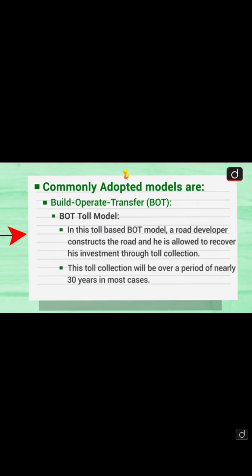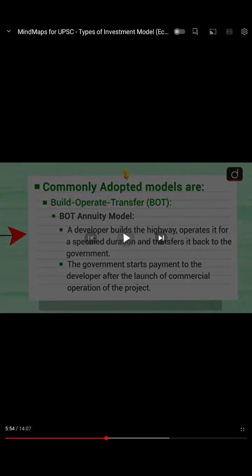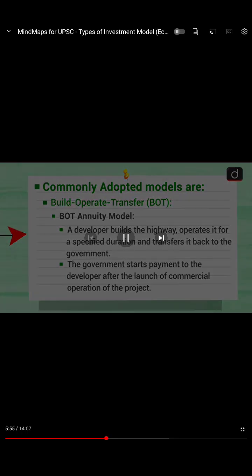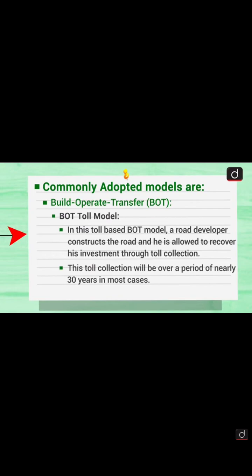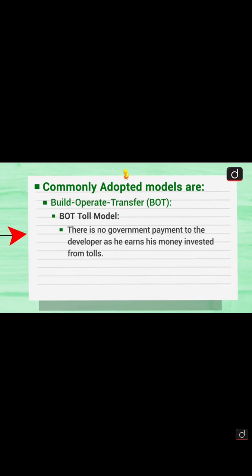Okay, and the build toll model. Earlier we read about the annuity model. In the annuity model, the government starts payment to the developer after launch of commercial operation of the project. Now the build toll model. In this toll based model, a road developer or constructor is allowed to recover the investment through toll collection. A toll collection can run over a period of nearly 30 years in most cases, so it depends. There is no government payment to the developer, as he earns his money through investments from tolls, which is very high.